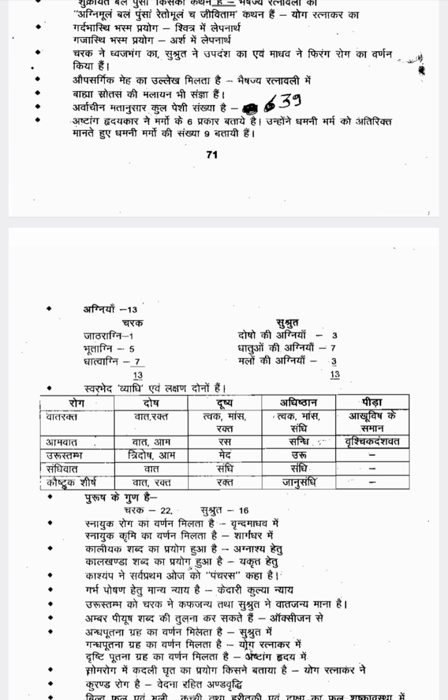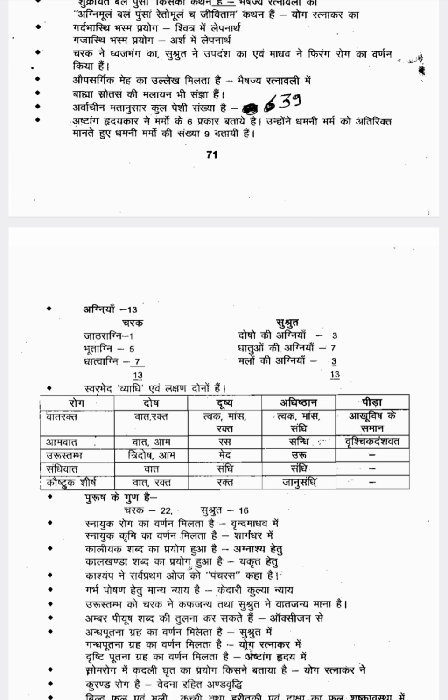Okay, so Kroshtuka Shirsha, what is happening means, the Sandhi will be looking like the head of a fox. Okay, head of the fox, F-O-X. As the fox head is, in that way the Sandhi shape will be coming. So that is called Kroshtuka Shirsha. So the responsible dosha is Vada and Rekta. The dhatu which is vitiating is Rekta dhatu. Then Purusha Guna, according to Charaka 22, according to Sushruta 16.